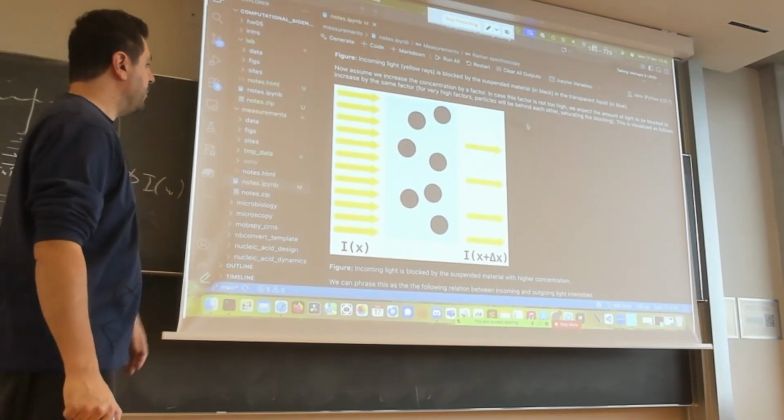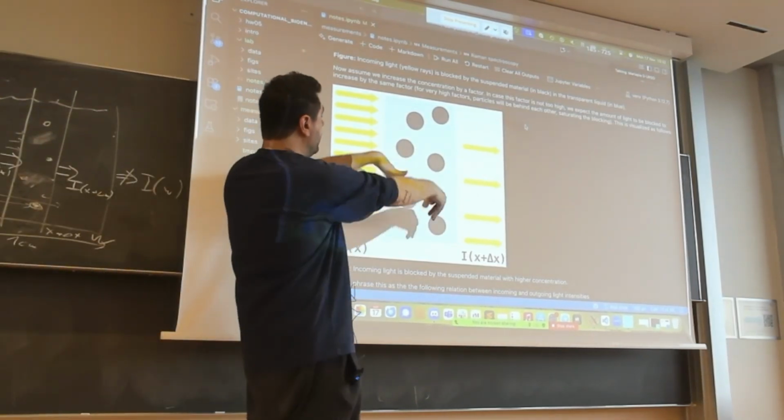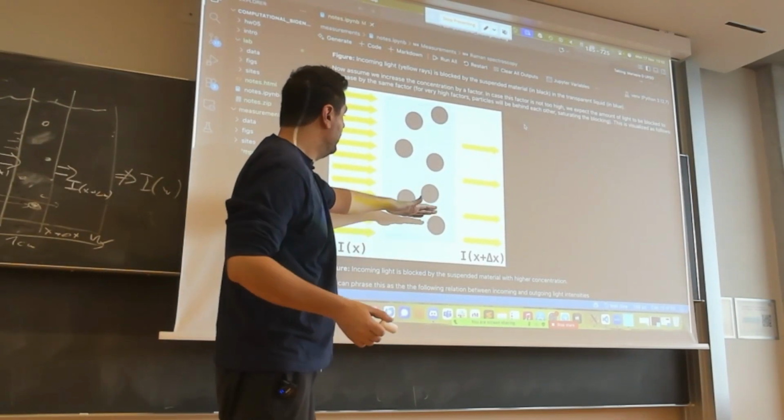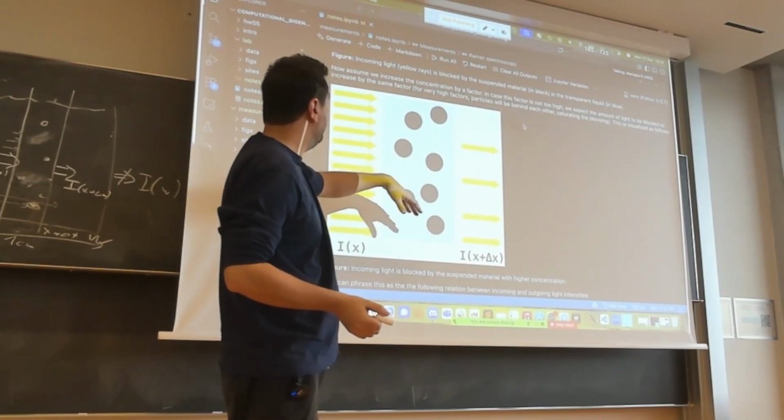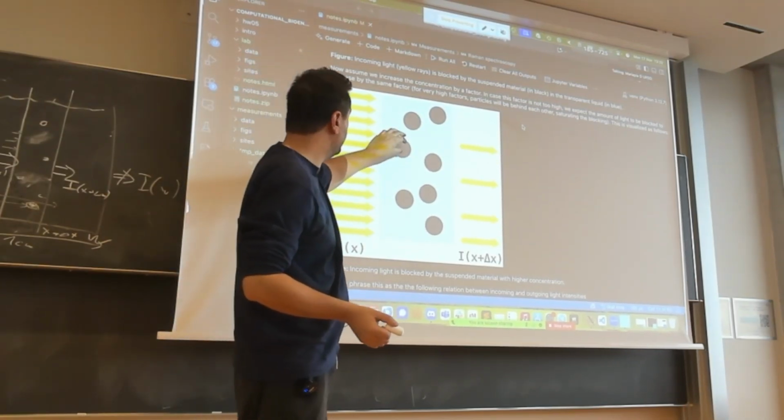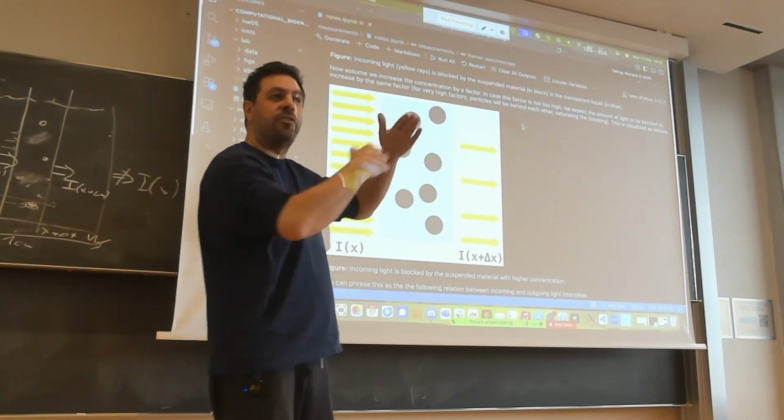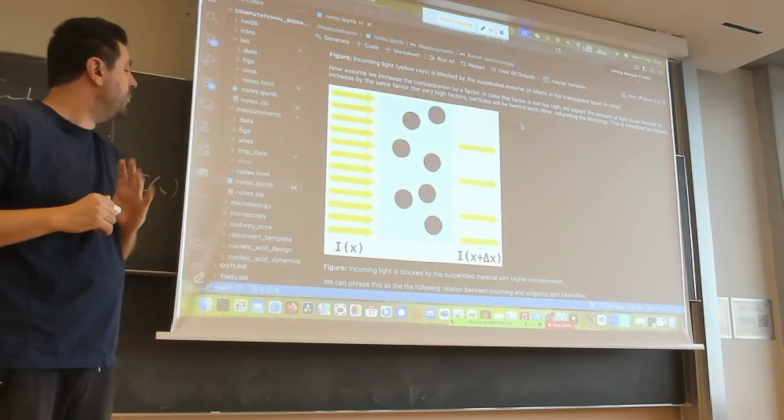But of course, you see the limits. If I keep increasing, then at some point we lose this range where we assume that the particles are not behind each other, shadowing each other. But here it's still quite fine.